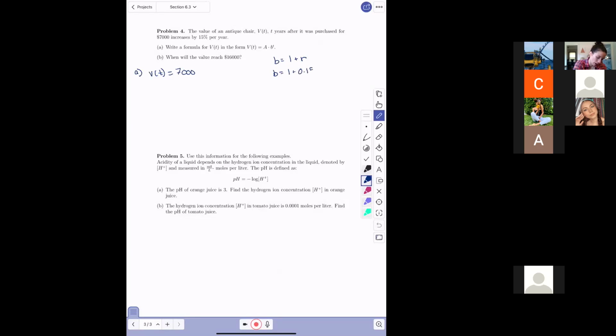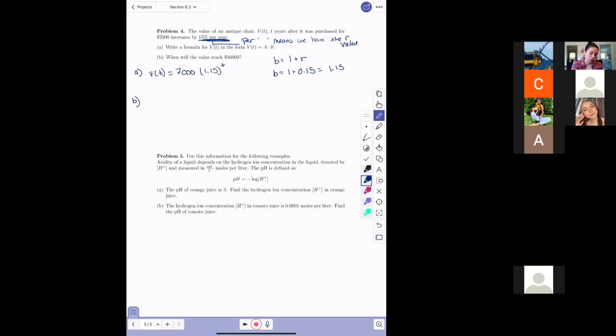is 0.15. That's here. See, per year, per whatever, means we have the R value. See how that's different than the K value before. Does everyone understand that? Yes. Good. Okay, so B is equal to 1.15. So we have 7,000 times 1.15 to the power T.